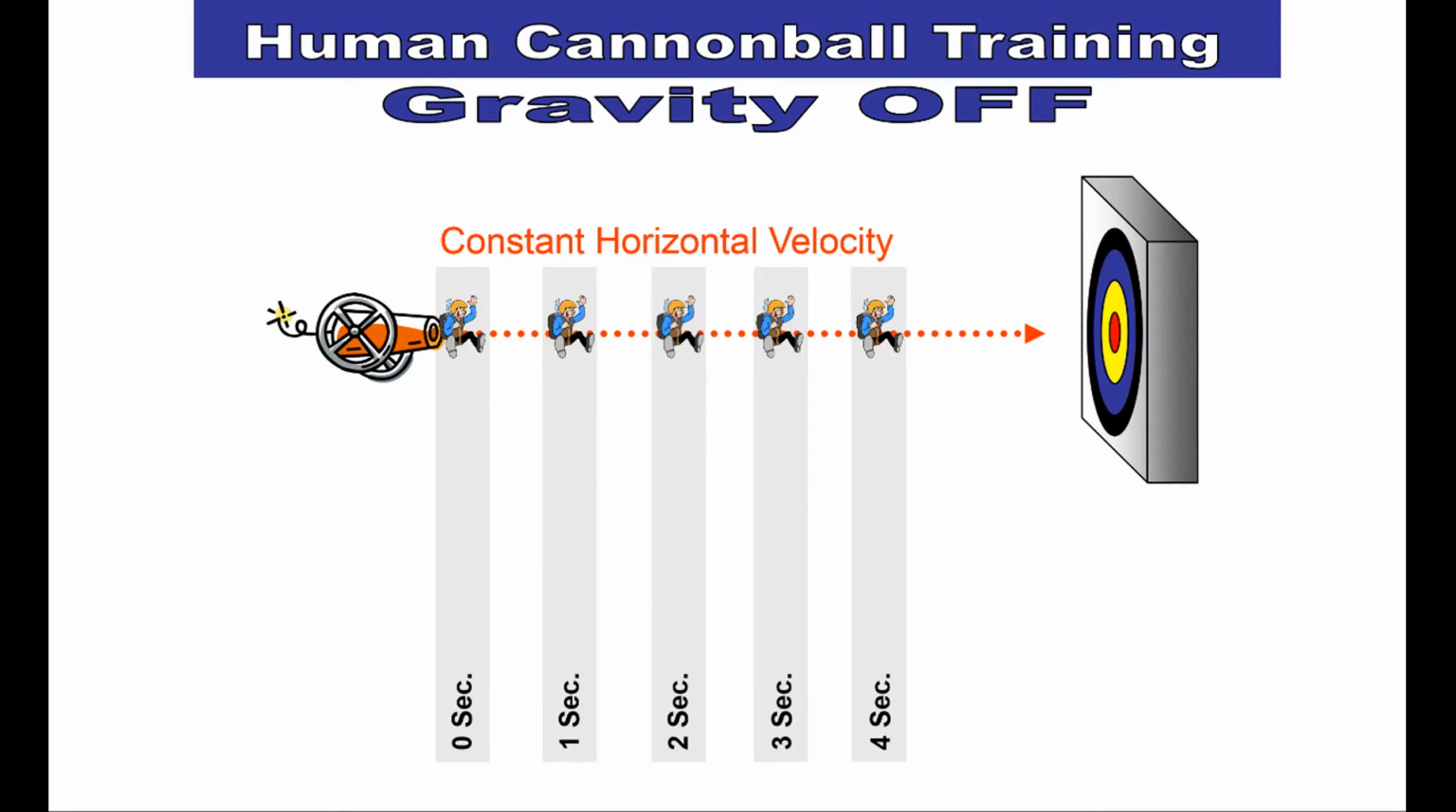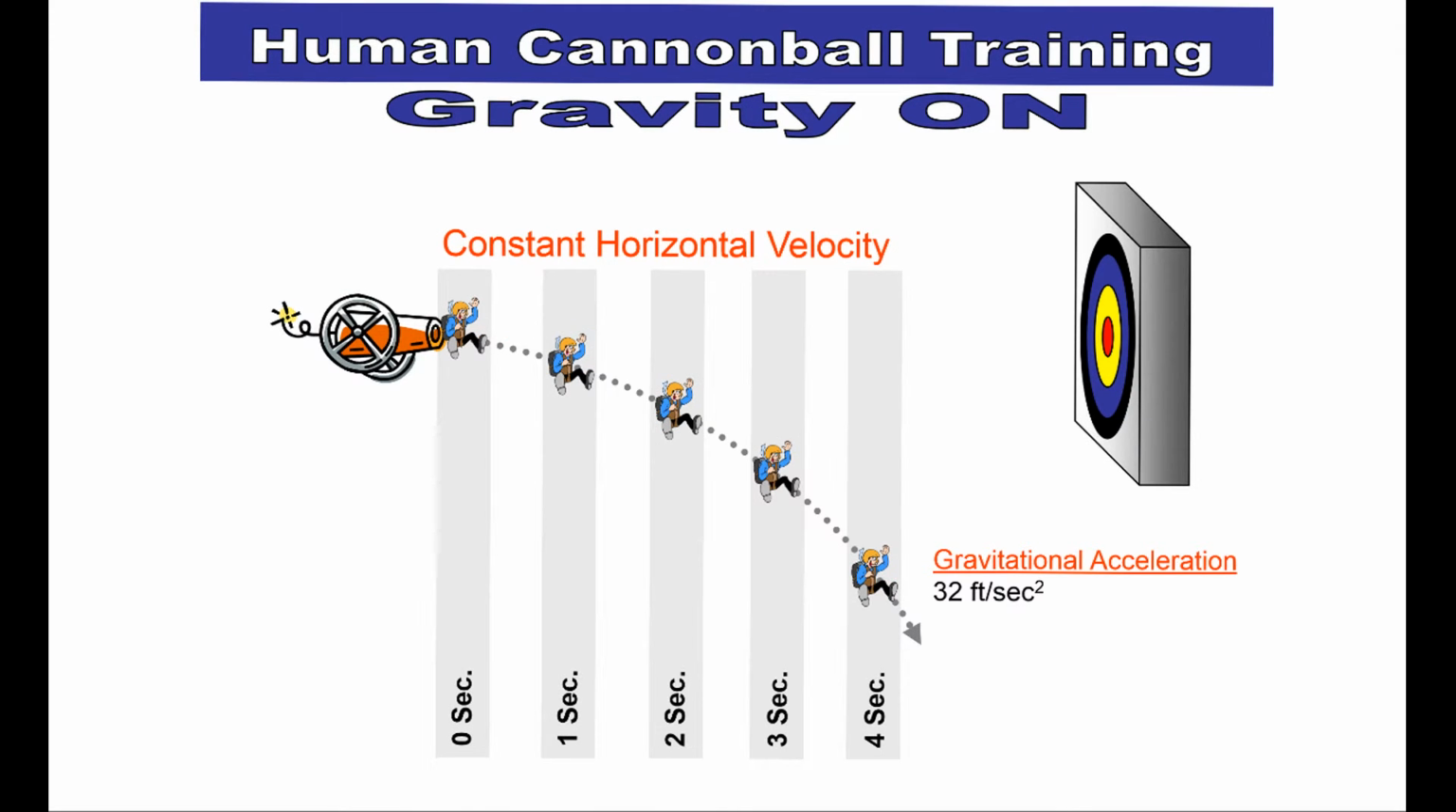So if you just fired someone horizontally, they have a constant horizontal velocity. It doesn't change, so they go the same distance every second. With gravity, they still go the same horizontal distance every second, but now they're falling as well. The distance they fall each second is going to increase because their velocity keeps increasing.